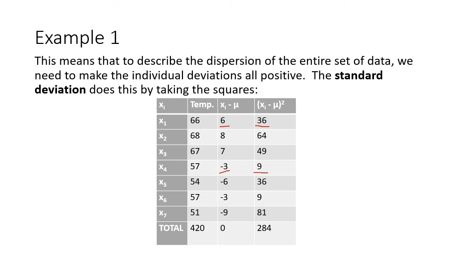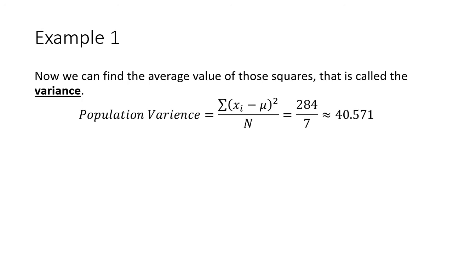And now when I sum them up, I get 284, which is actually a useful number. Feel free to pause and check my math, but I'm pretty sure I did this right. So now that we have that value, we want to find the average of those squares. The average of the squares is called the variance. And so our formula for the population variance is, well, this.